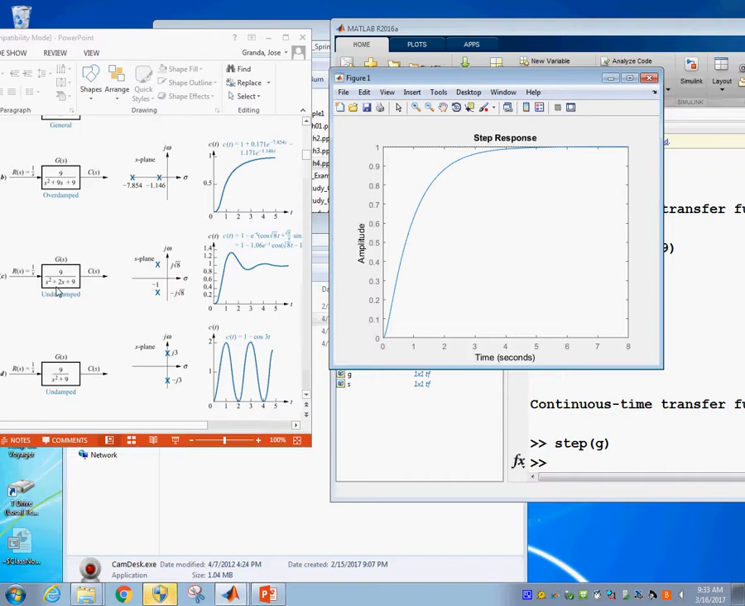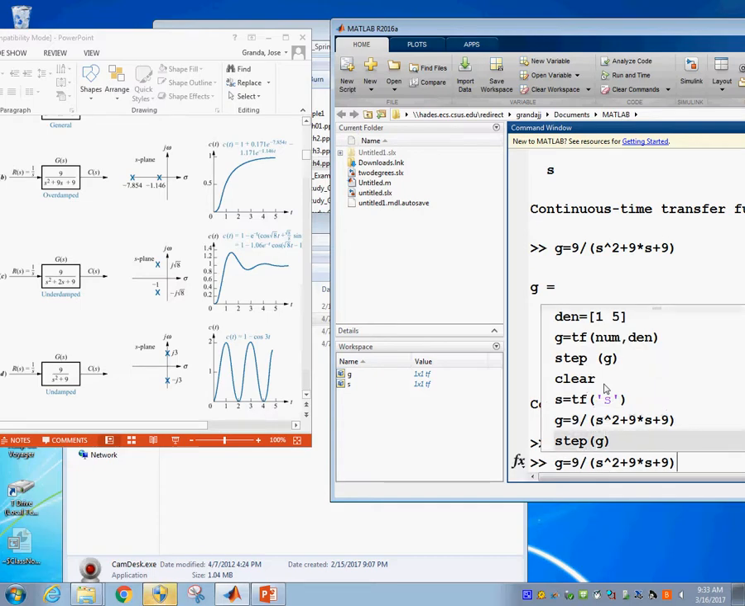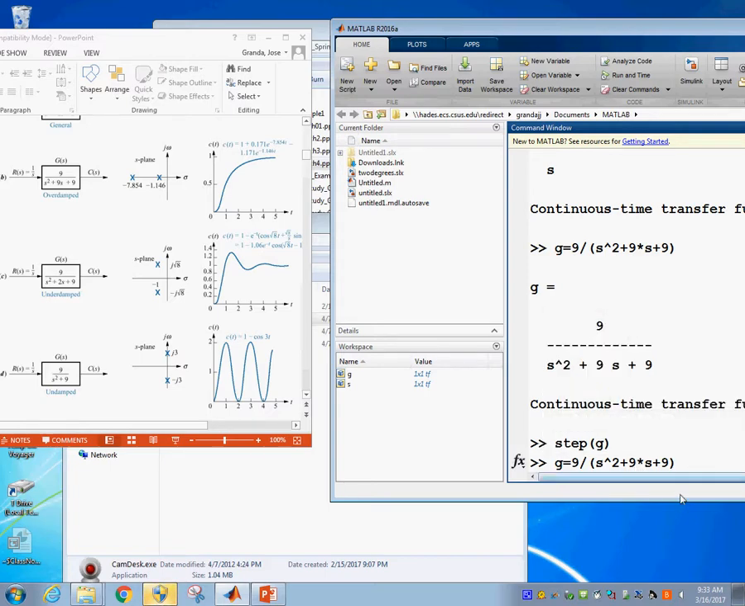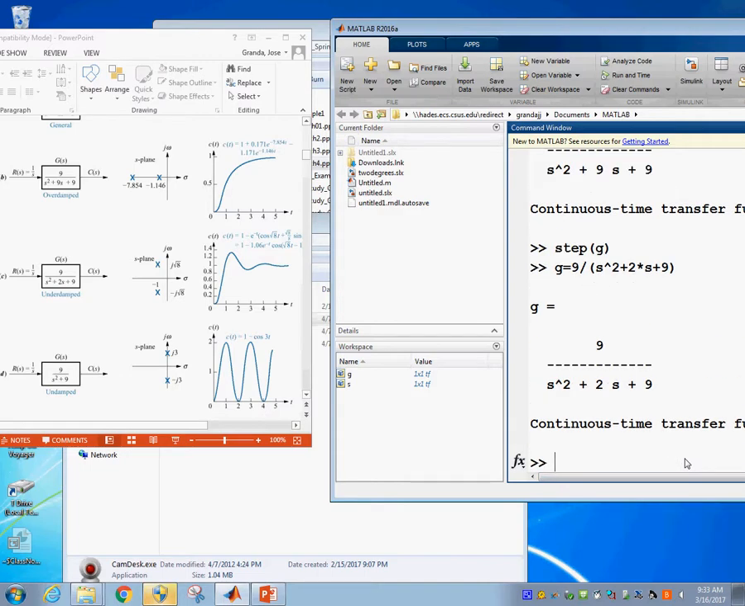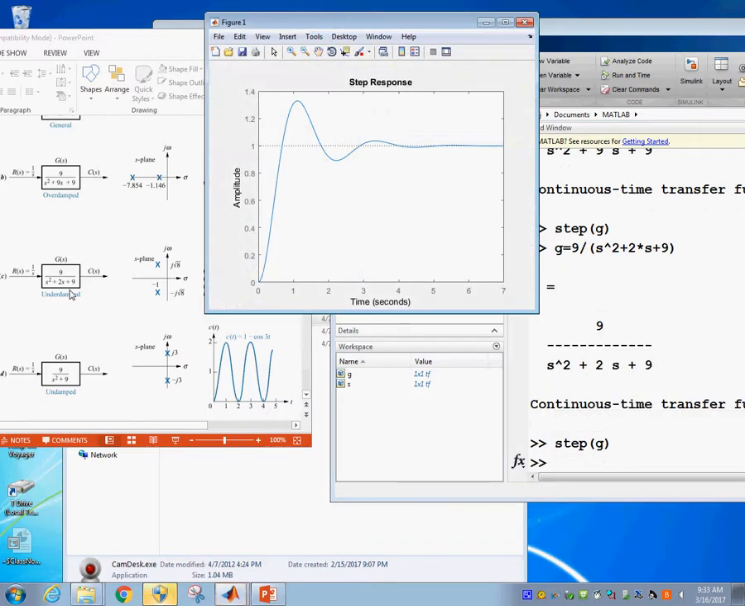See? So in here, it's important to learn to use MATLAB the way we have done it in the past here. This was the 9, right? And now what we would like to do is to make this into a 2. And if you do that, you're going to get the transfer function like it's in here. And if we actually do the step input of this transfer function, see what we got?